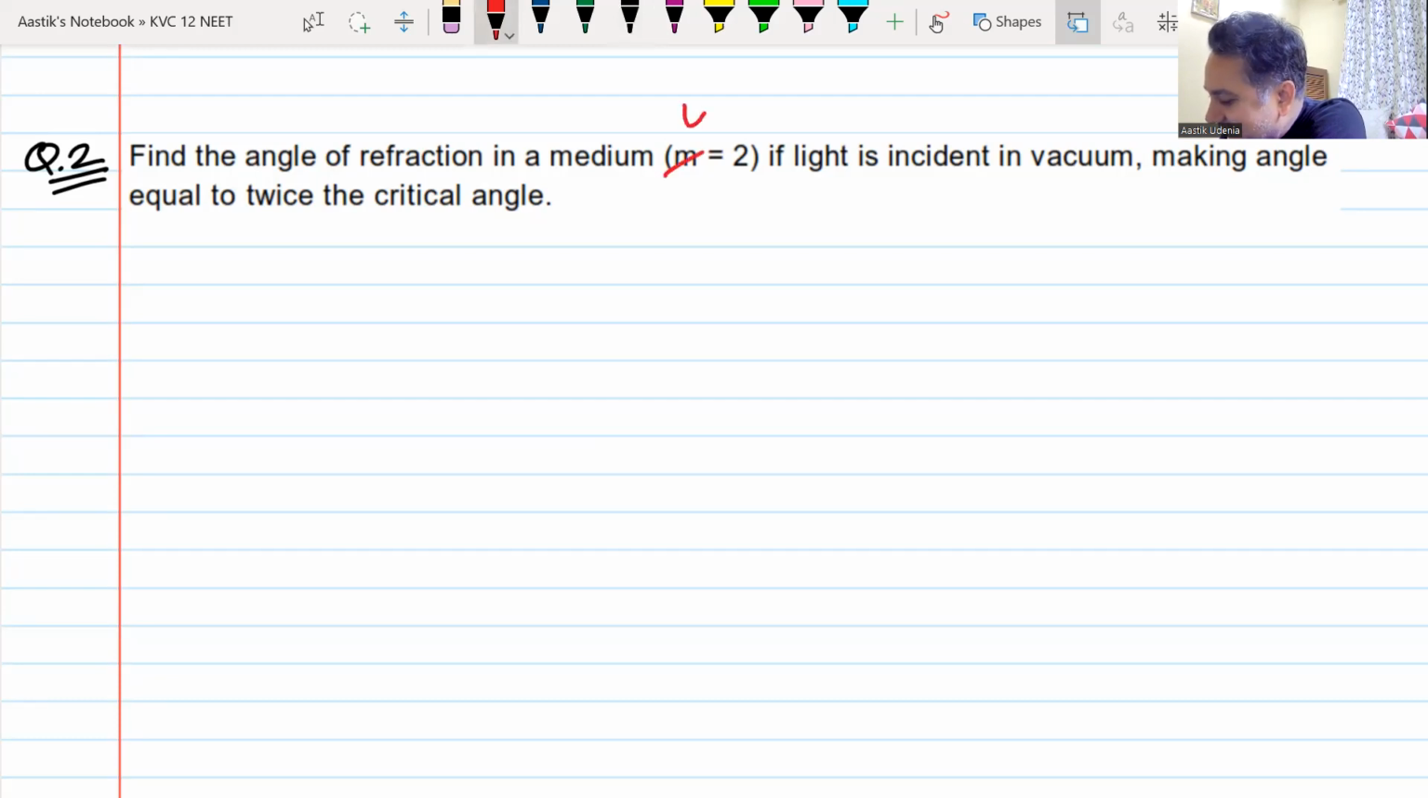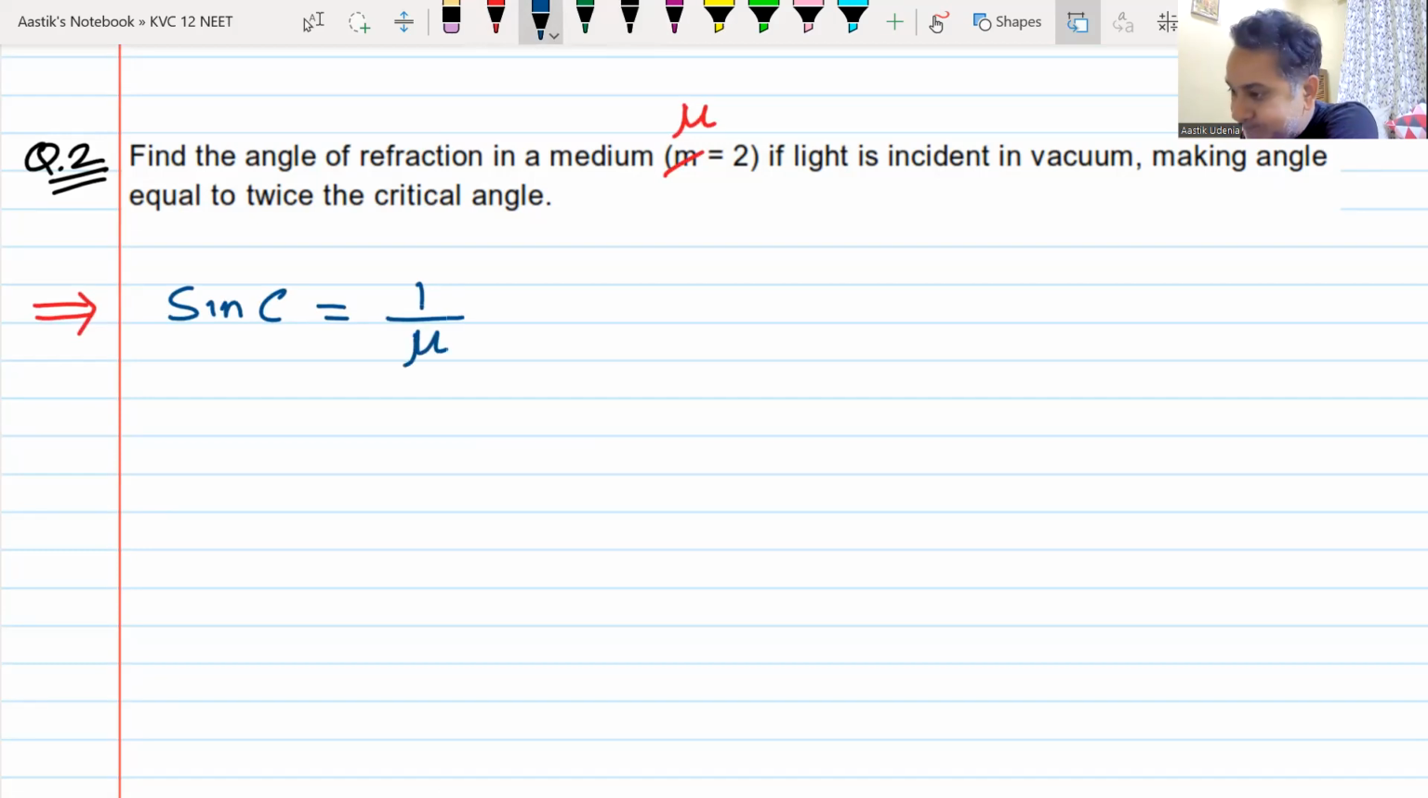The refractive index is given as 2. So first of all, let us find out the angle of incidence. Let us take it step by step. I can first find the value of sine C. Sine C is 1 by mu, which is 1 by 2. That implies my critical angle will be sine inverse of half, so the critical angle becomes 30 degrees.